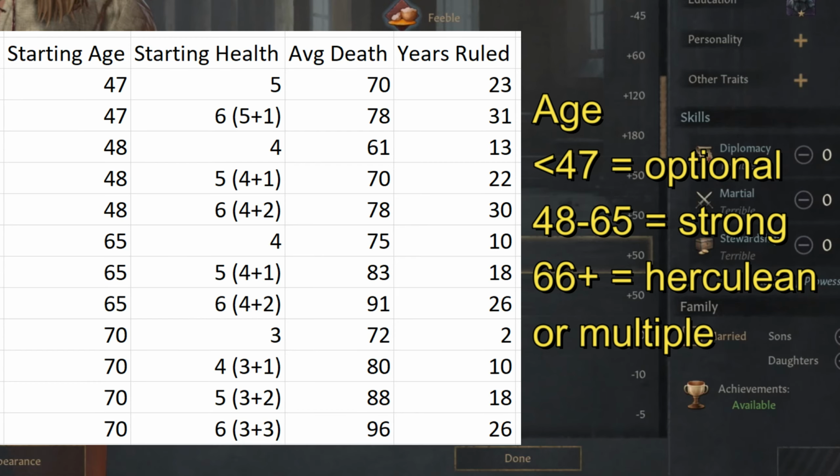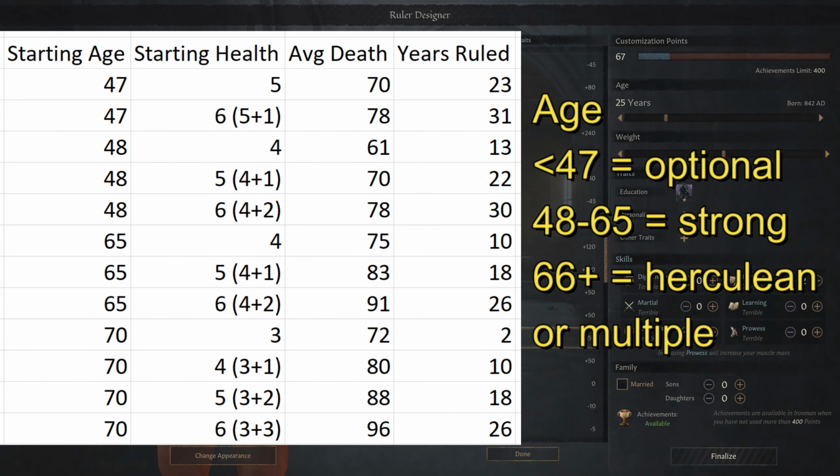So to summarize some suggestions for different ages, when playing 47 or younger, adding strong is a cherry on top. That's not needed, but anyone 48 or older needs at least strong, and anyone 66 or older is best with Herculean or a few health boosts like strong and whole of body.